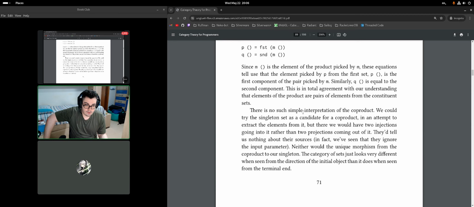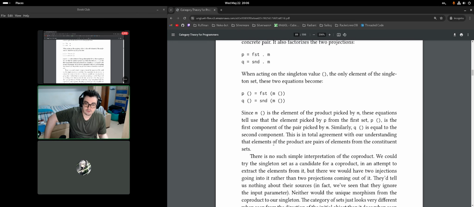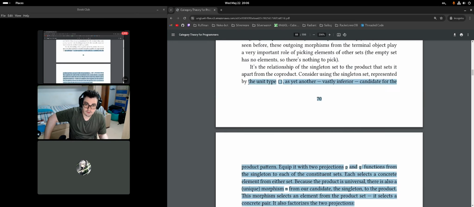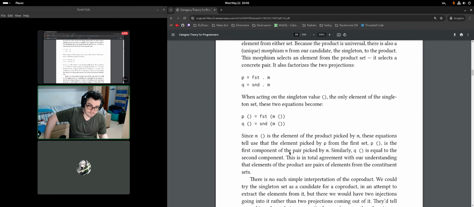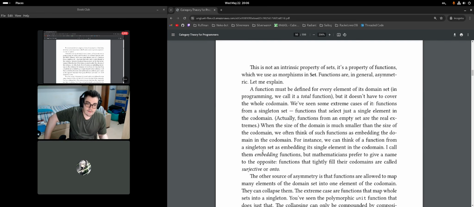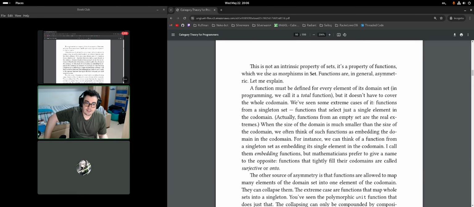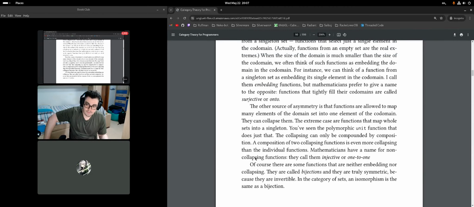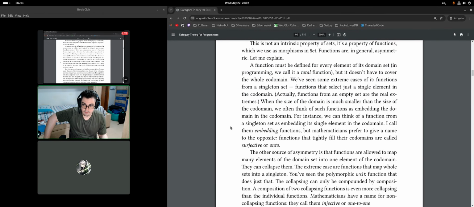Then he contrasts that with the co-product, saying that there is no simple interpretation for the co-product. Again, this emphasizes the asymmetry of these things, and then he talks about the cause, which is the functions. Functions are not symmetric also. To summarize this last page, he's classifying the functions based on relationships between the domain and the codomain, the input and the output.